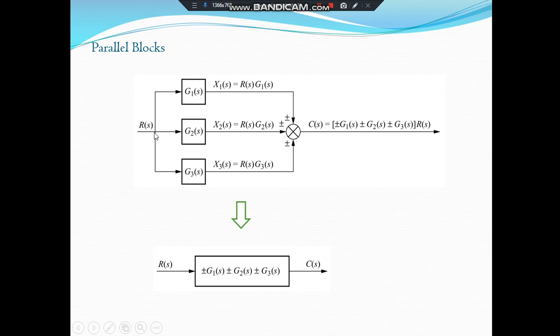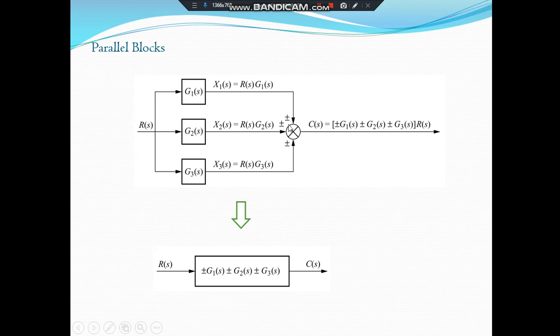Basically this is the pick off point, as we have already studied, and this is the summing junction. By using the same concept, the output of the first subsystem, x1 of S, will be R of S multiplied by G1 of S. Similarly, we can write the outputs of the other two systems with G2 of S and G3 of S. So we get x1 of S, x2 of S, and x3 of S, and these are the outputs of the three subsystems.